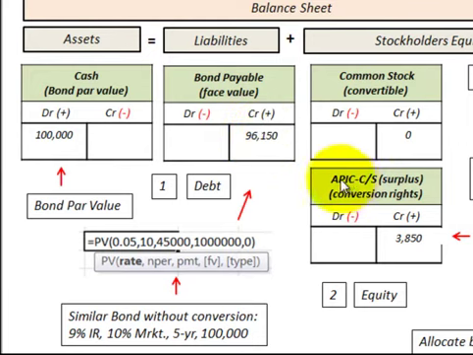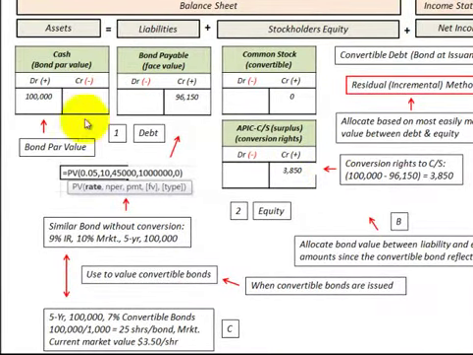Now, we have to calculate the equity portion that we have to assign to that bond. And we do that by taking the bond's par value amount here, and in this case it would be $100,000, or we debit cash for that amount as our asset. And then to determine the equity portion, in this case it would be in a surplus account, and it would be the conversion rights of those bonds. We'd do that by taking the par value of the bond less its liability portion, and the difference in this case would be $3,850. We'd credit our additional paid-in capital for $3,850.